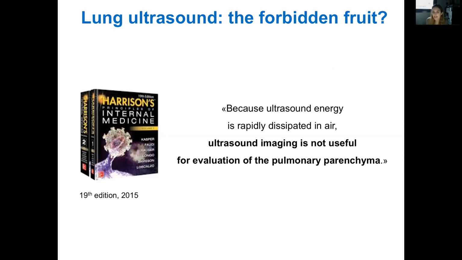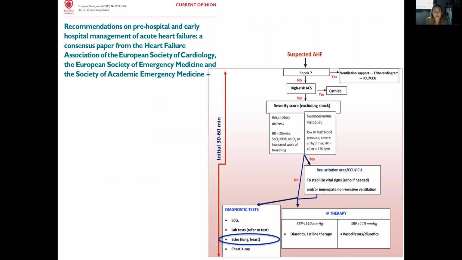Ultrasound to study the pulmonary parenchyma. But if we get the 2015 recommendation on pre-hospital and early management of acute heart failure from the European Society of Cardiology, so a very important document, we can find that the echo of the lung and the heart is part of the diagnostic tests in the algorithm of suspected acute heart failure. So there is a huge discrepancy here, and who should we believe?